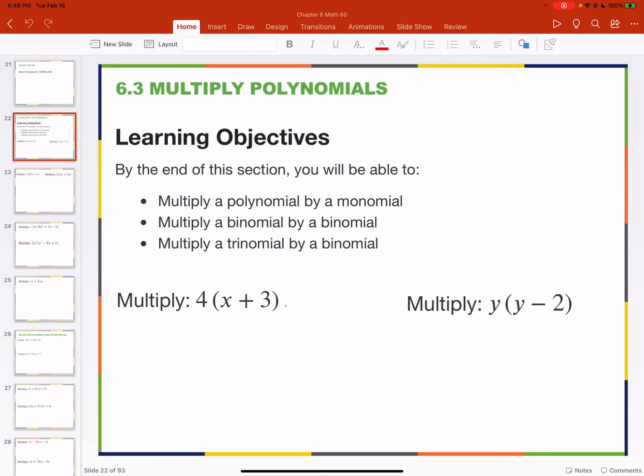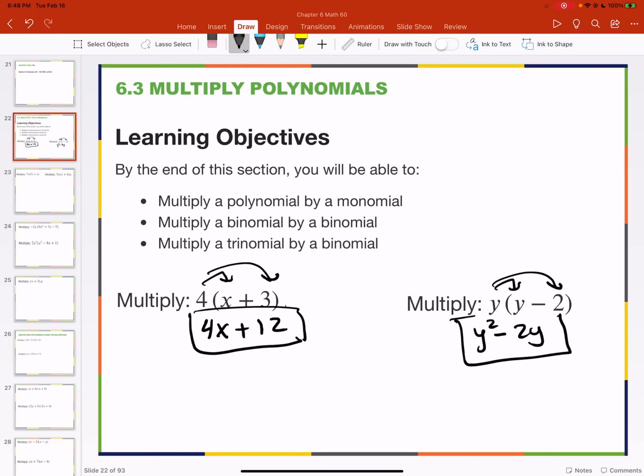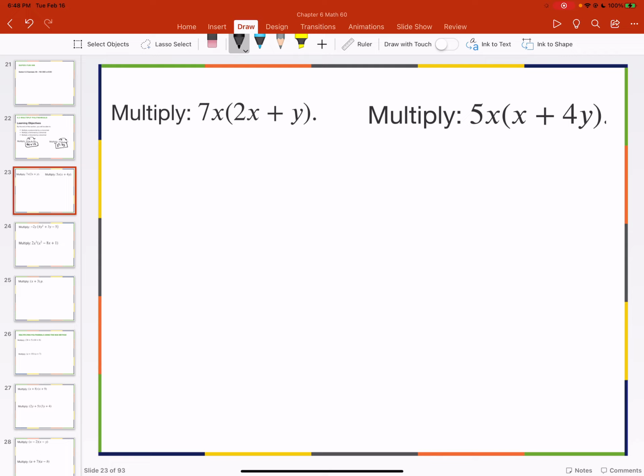So the first example is monomials times polynomials. You just use the distribution property. It's no big whoop, right? I'm just distributing. You've been doing this already, so 4x plus 12. Here, if I multiply y with each of the terms, so y squared minus 2y. Okay, so not too bad. Let's do a few more.